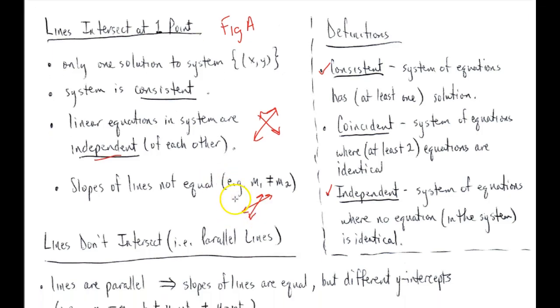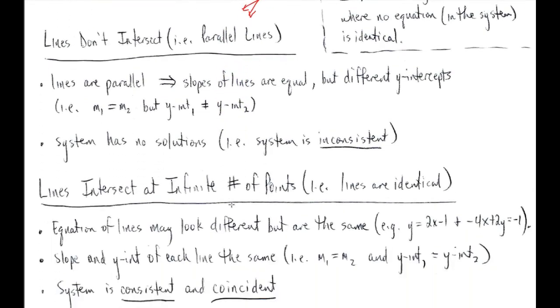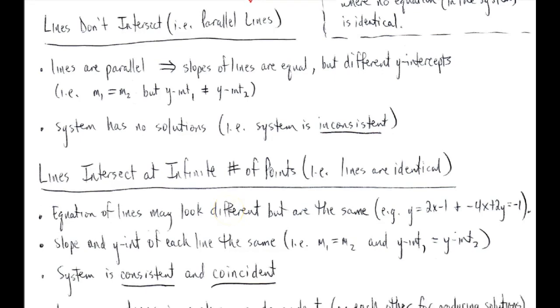All right, so next we want to talk about when the lines in the system do not intersect at all. So this went along with figure B on the previous page. And so from here, we understand that the lines are parallel, and what that means in terms of equations of a line is that the slopes are the same, but the y-intercepts are different. And of course, if we draw lines that are parallel, that would make sense. If the lines are parallel, then the slopes are the same, and thus these lines will never be able to cross one another.